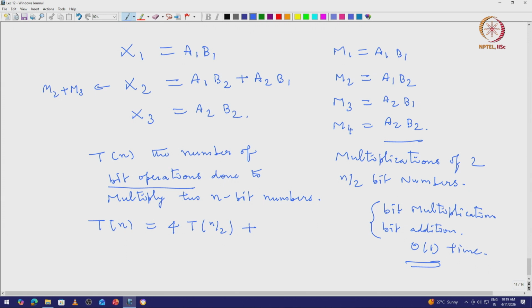So this is going to be order n bit operations, and this by our master theorem is order n power log 4 to the base 2, which is order n square. So this is the direct divide and conquer algorithm, and this has the complexity order n square.